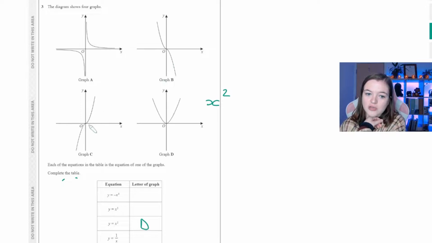So these ones are really similar, right? These ones must be this one and this one, the x cubed and the minus x cubed. One of these, one of these. But this one, graph A, is looking really different, and we're going to assume that this one is the y equals 1 over x, which it is, which is a reciprocal graph.